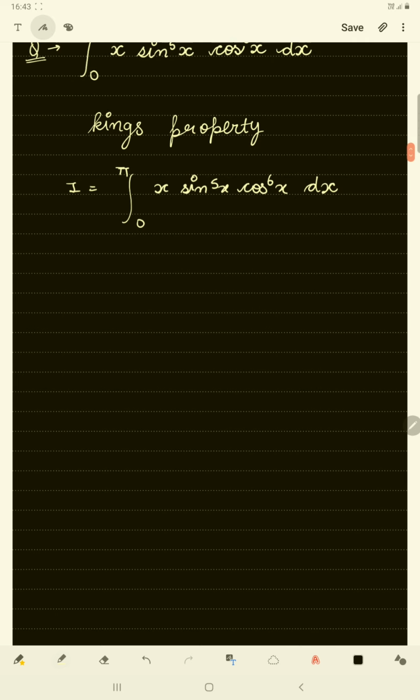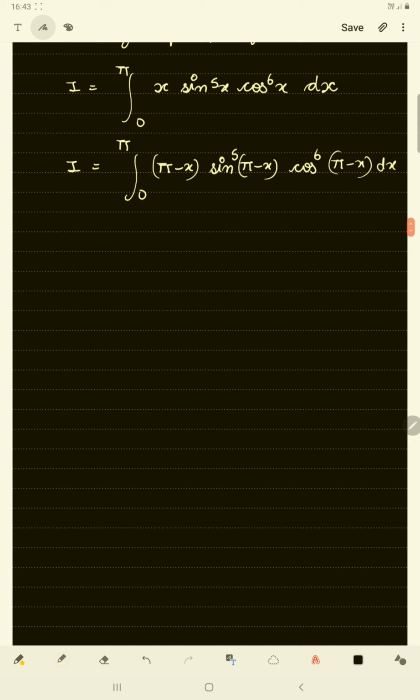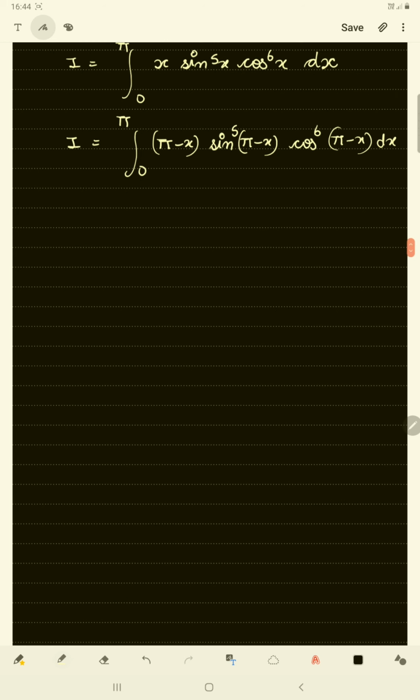Now applying the King's property, we have I is equal to the integral from 0 to pi of (pi minus x) sin^5 (pi minus x) cos^6 (pi minus x) dx. Now sine of pi minus x is sine x, and cos of pi minus x is minus cos x, but since we have an even power, we can simply write it as cos x. So we write it as (pi minus x) sin^5 x cos^6 x dx.